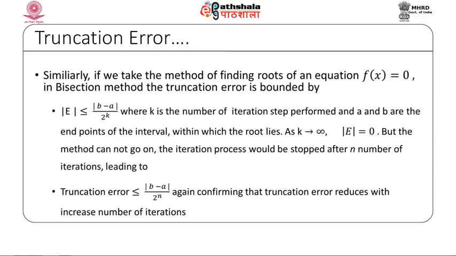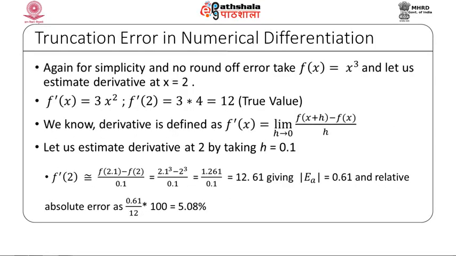If k tends to infinity, 2 raised to k becomes large and large, and b minus a by 2 raised to k tends to 0. So, again here the same scenario, if we continue up to infinity, the truncation error will be 0, but we have to stop after finite number of steps, and in that case our error will be less than equal to b minus a absolute value by 2 raised to k. So, as we increase k, as we increase the iteration, as we increase the number of steps, our truncation error will go down.